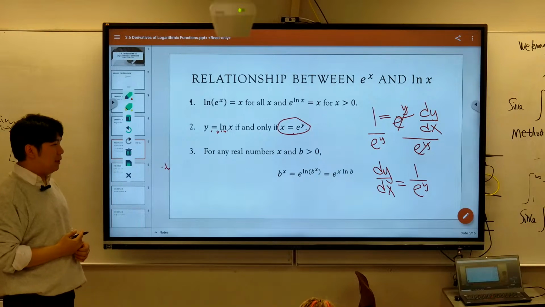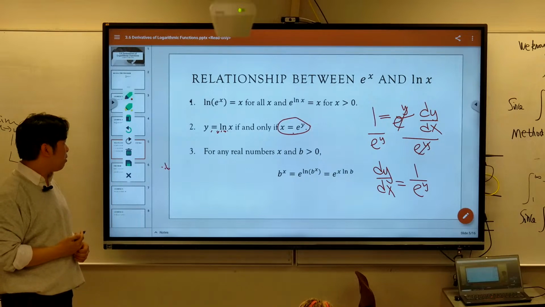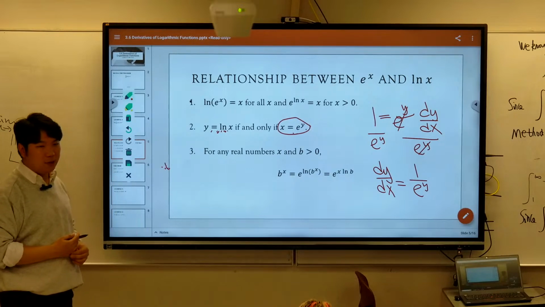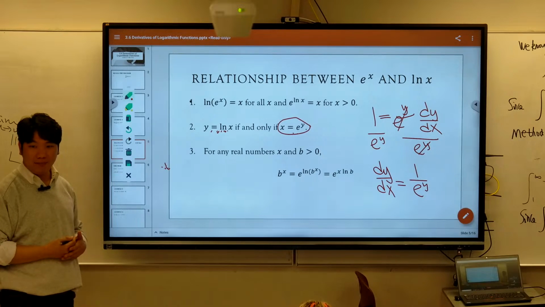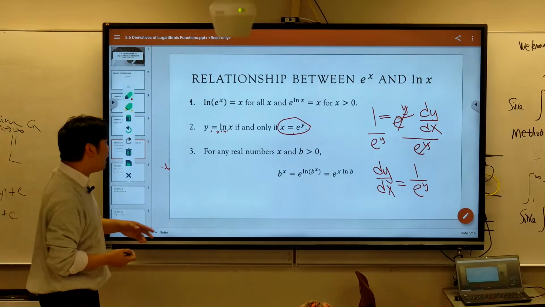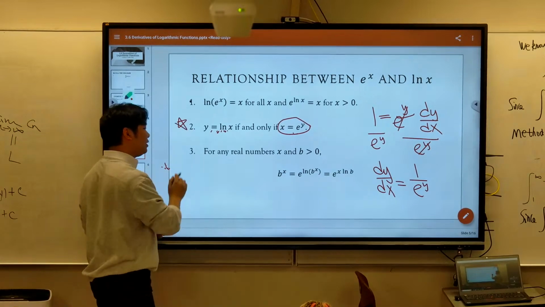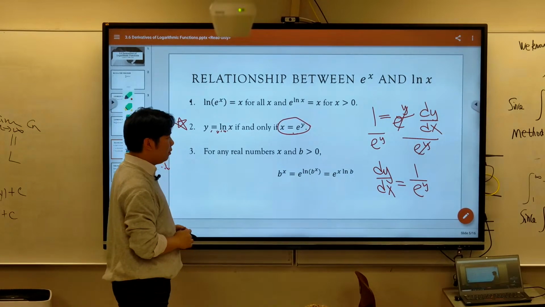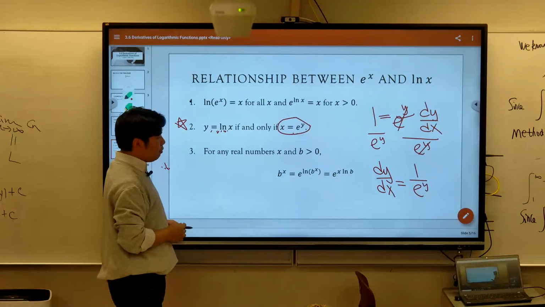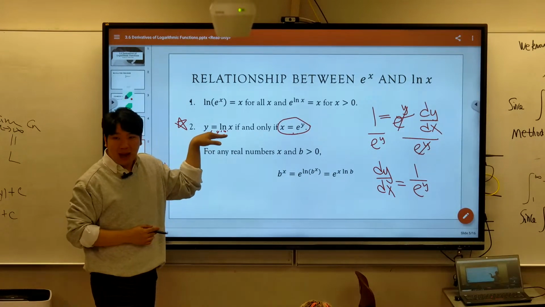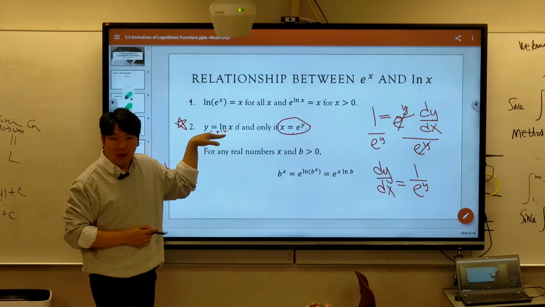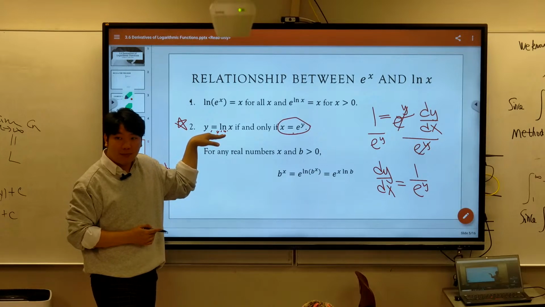So that looks a little bit weird, but we're going to take it one step further. Let's say I want my derivative to only have x's. The question would be, how could I get rid of that y if I'm looking at number 2? Yeah, so if I look at this, I know what y is. y is the natural log of x.